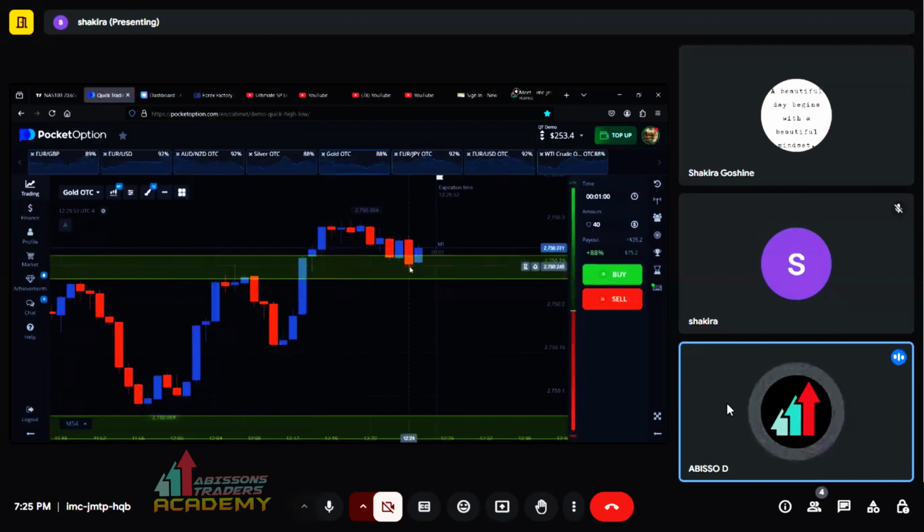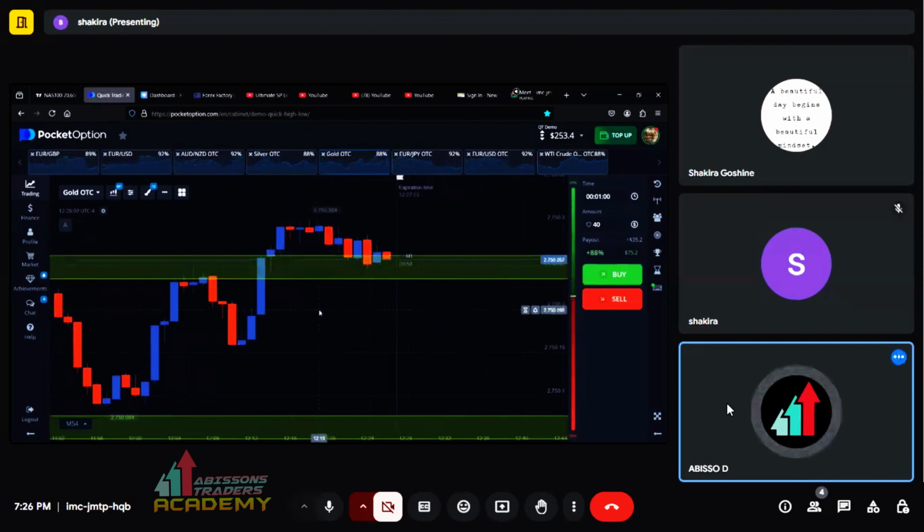So is this the breakout? Can you show me the breakout? Exactly, that's the breakout. Then it came back to do a retest, right? Yeah, so it came back to do a retest. So now let's wait for it to touch the lower line.